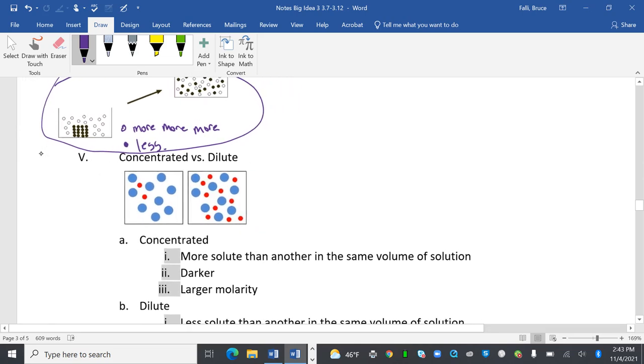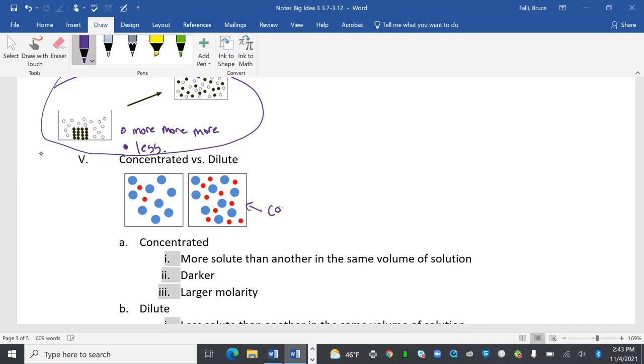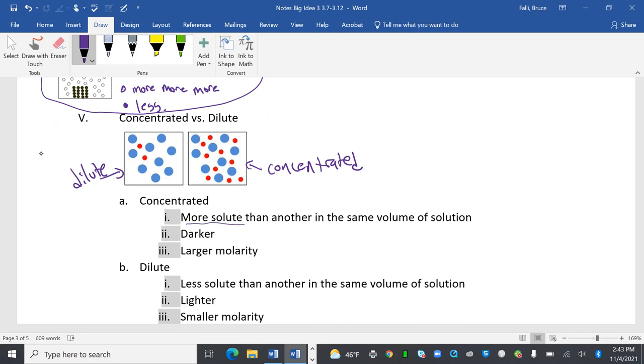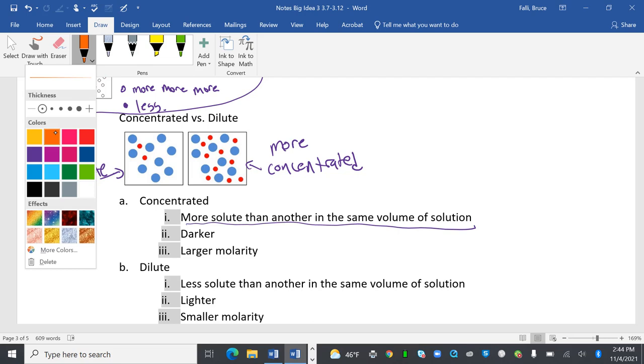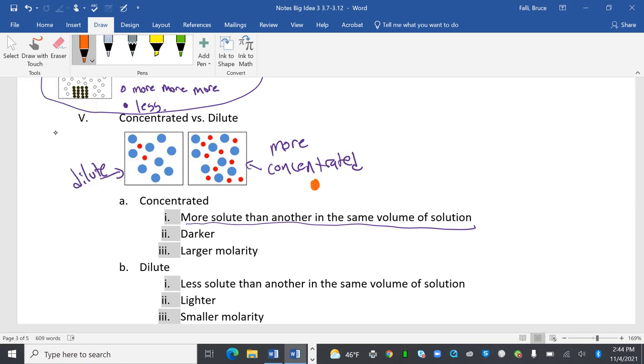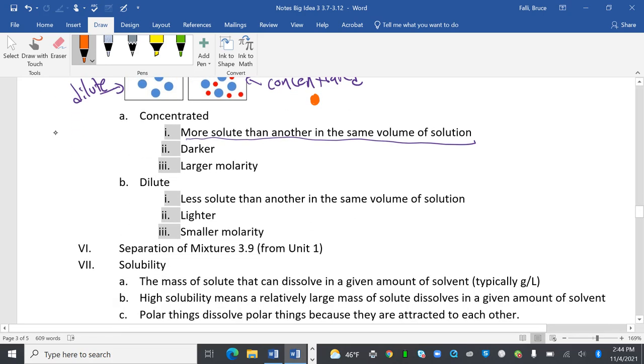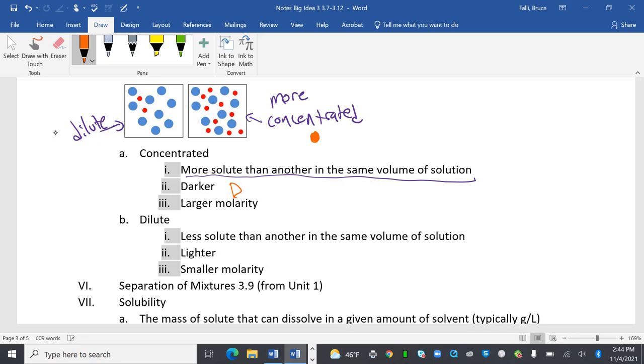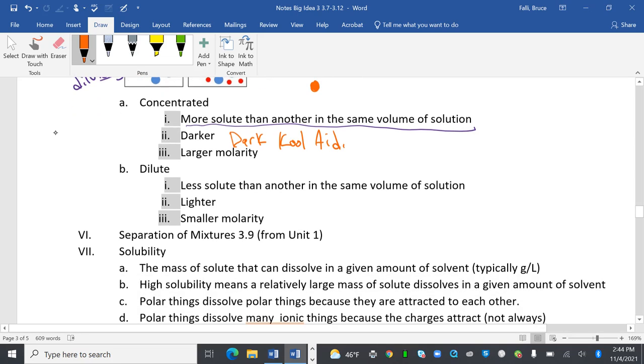Other words that go with solutions are concentrated versus dilute. This one right here is concentrated relative to this one, which is more dilute, because it has more solute than another in the same volume of solution. So that means my boxes are the same size. It's more concentrated in red. Now we'll see if I picked a color that matches. It's probably orange or something, but I did my best. Dilute, less solute. And the color of it would be darker, so like dark Kool-Aid is more yummy. I told you, Kool-Aid is much better than light Kool-Aid because it has more solute in it, right? And the same could be true for iced tea or anything else. And it has a larger molarity.